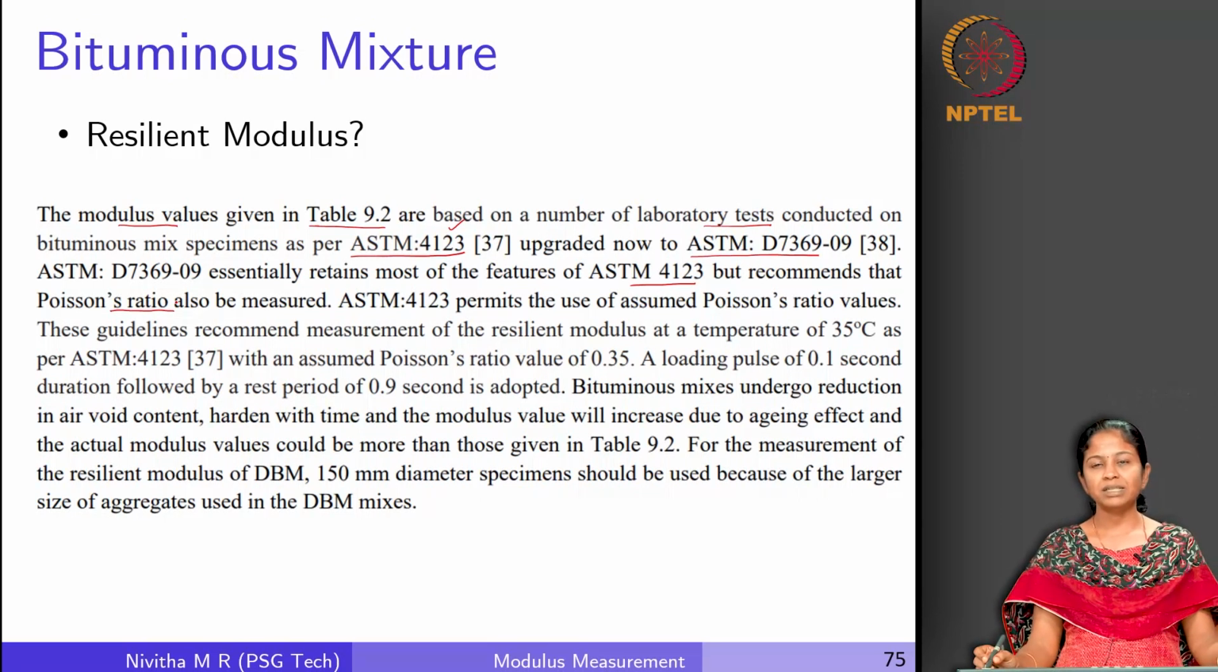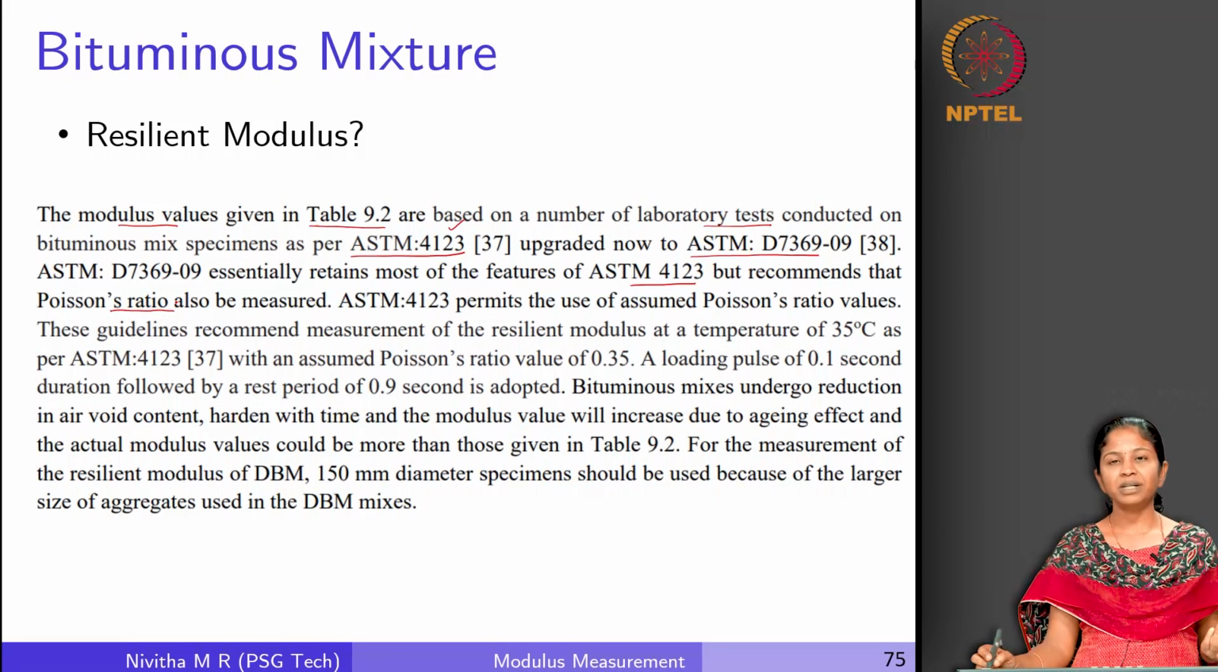The basic difference is that in ASTM D4123, it is sufficient if you measure the deformation in one direction, basically in the horizontal plane, and you can assume Poisson's ratio and compute the resilient modulus. Whereas in ASTM D7369, it is required to measure the deformation in both horizontal and vertical directions, and we have to calculate the Poisson's ratio. Using the Poisson's ratio, we will be calculating the resilient modulus. So, that is the basic difference between both these codal provisions.